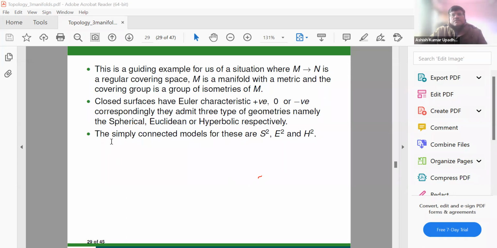Okay. So the simply connected models for these geometries, the universal covers, because we are talking in terms of covering spaces, the simply connected model for the first is a sphere.